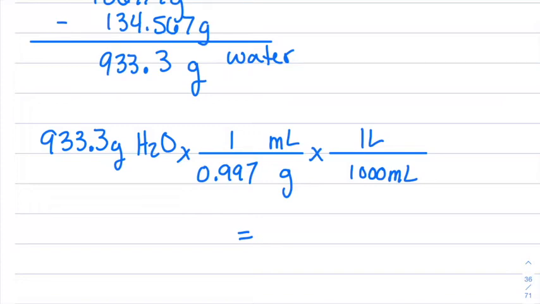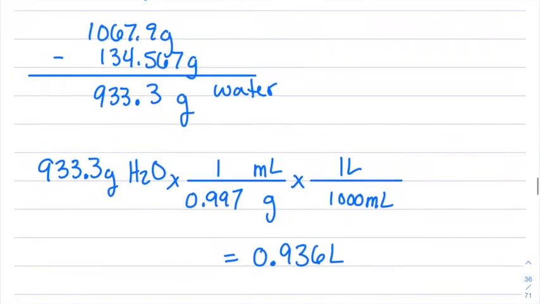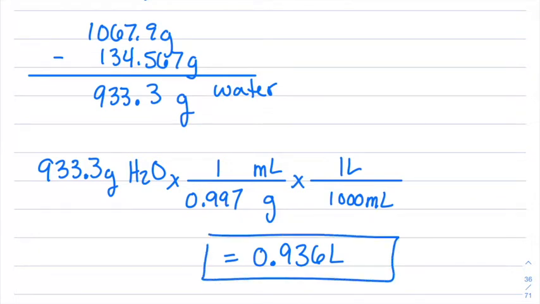All right, so it looks like 0.936 is the popular answer. Is everybody getting something similar there? Looks like several of you got that. Excellent. All right, so any questions on how we first found our grams of water and then we took those grams of water and turned them into liters? All right, so this right here is the volume of the flask. So we now have our volume of our flask.